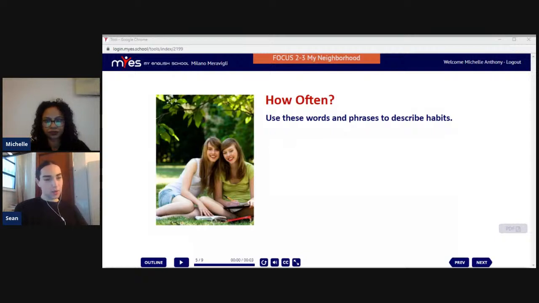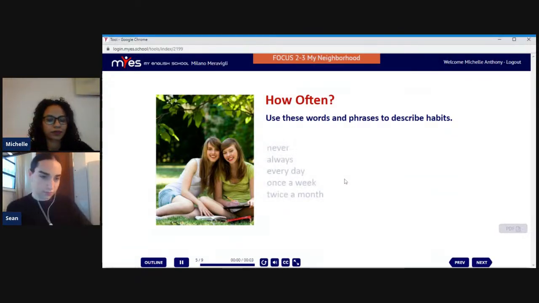This is the question form in English to ask someone the frequency that they do something. So, for example, how often do you go to the cinema? How often, with what frequency, how frequently do you go to the cinema? So this is about frequency. How often? So, we are going to learn about adverbs of frequency.